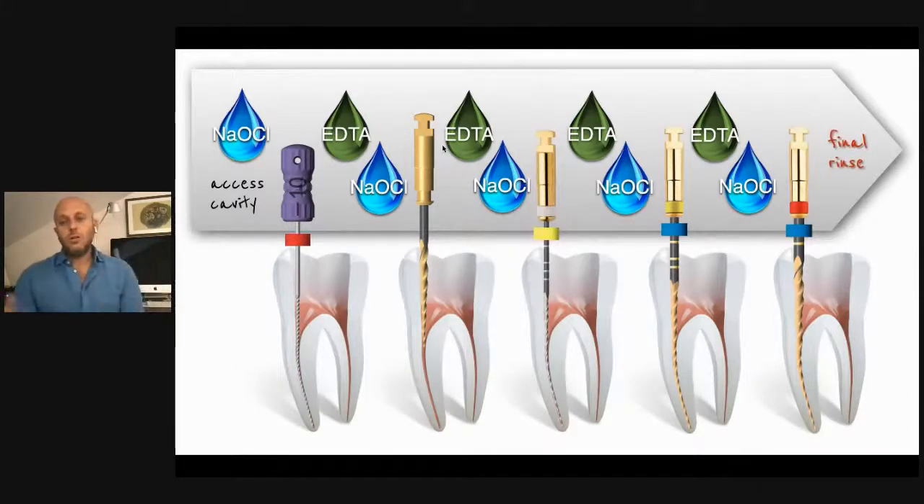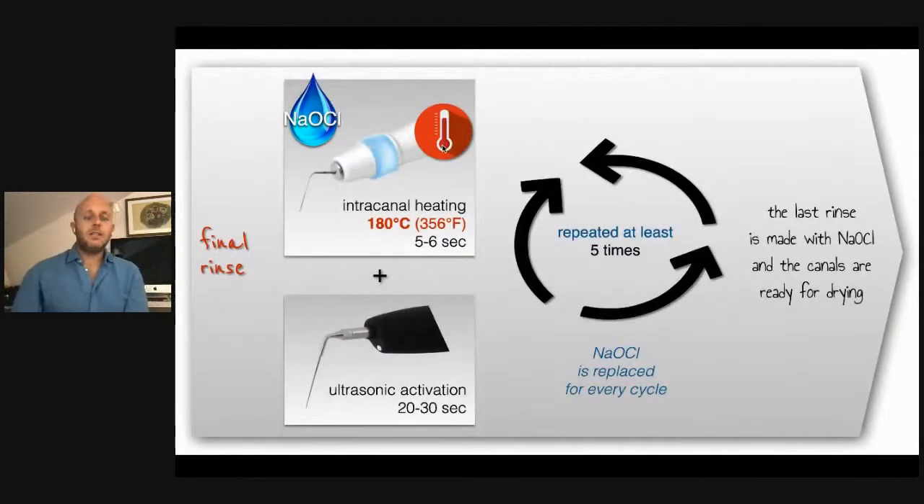But where I put my main focus is at the final rinse. At the end of root canal shaping, at the end of canal preparation, I do a final rinse with sodium hypochlorite, heated with a heat source at 180 Celsius degrees for 5-6 seconds, no more, and I do a cycle of ultrasonic activation for 20-30 seconds.